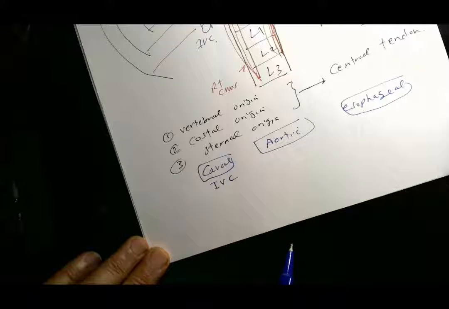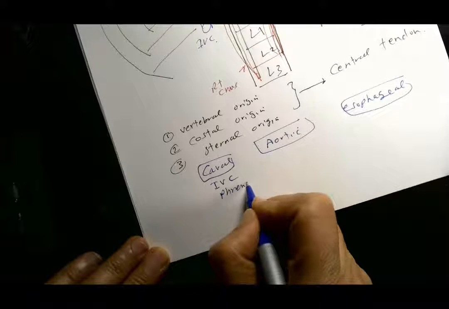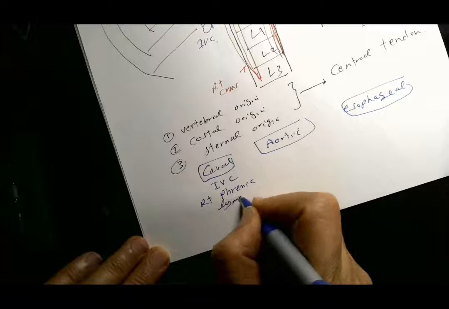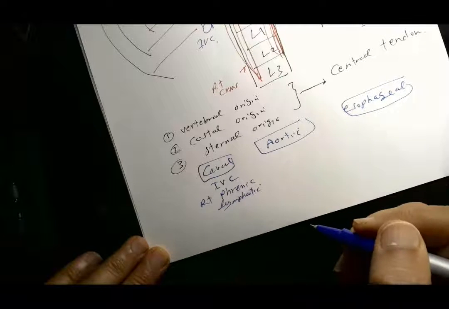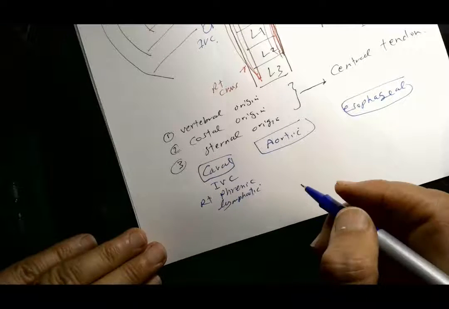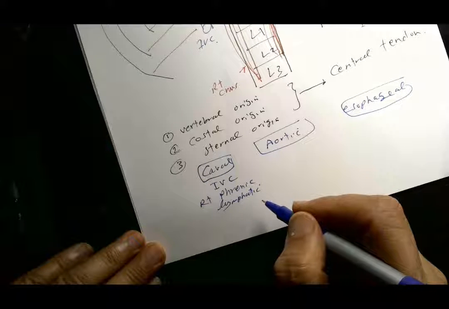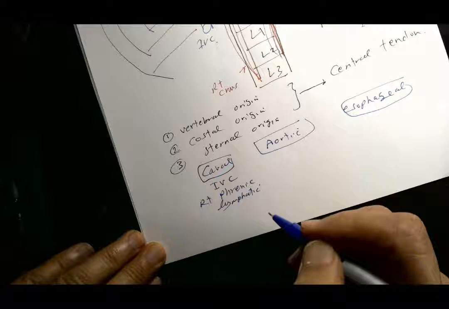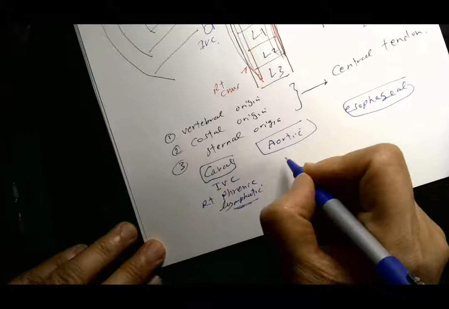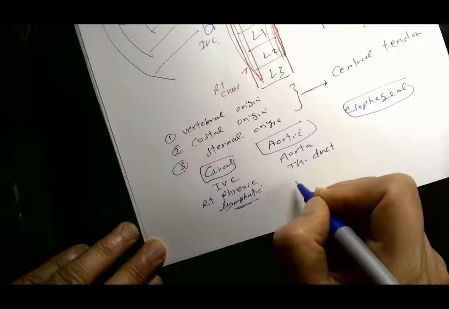The second one is the right phrenic nerve. The third thing is lymphatics, which connect lymphatics of the liver with mediastinal lymph nodes. That's why it's easy to have metastasis from liver tumor to mediastinal. Aortic has the aorta, thoracic duct, and azygous vein.